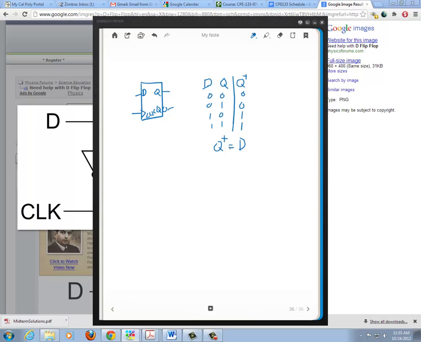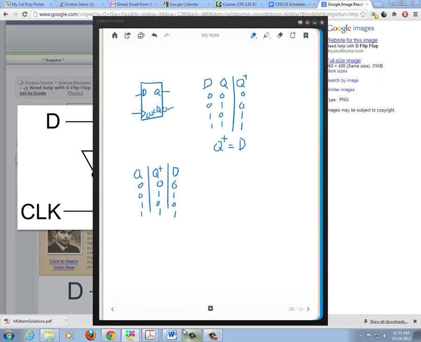And we could write this in our excitation table, where we're going to show our state transitions, Q to Q plus, and then what inputs cause it. So to go from state 0 to state 0, D has to be 0. To go from state 0 to state 1, D has to be 1. To go from state 1 to state 0, D has to be 0. And to go from state 1 to state 1, D has to be 1. Because again, the next state follows D.